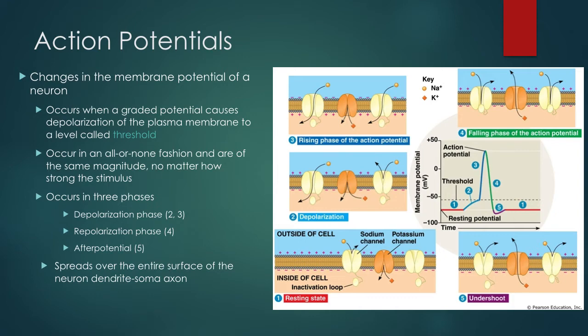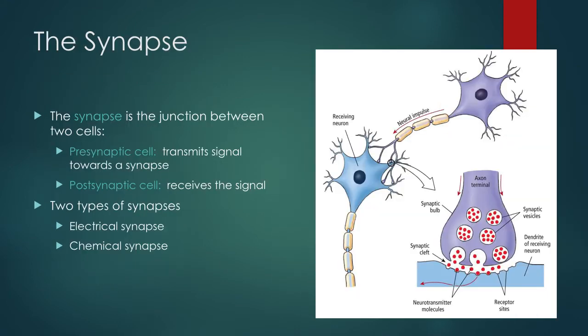But then, how does a neuron signal another cell? Well, that happens at the junction between neurons, and these junctions are called synapses. There's a presynaptic cell and a postsynaptic cell. The presynaptic cell transmits a signal. The postsynaptic cell has to be able to receive the signal. And that signal has to cross a small gap. That's the synapse or synaptic cleft. And there's a couple ways cells do this.